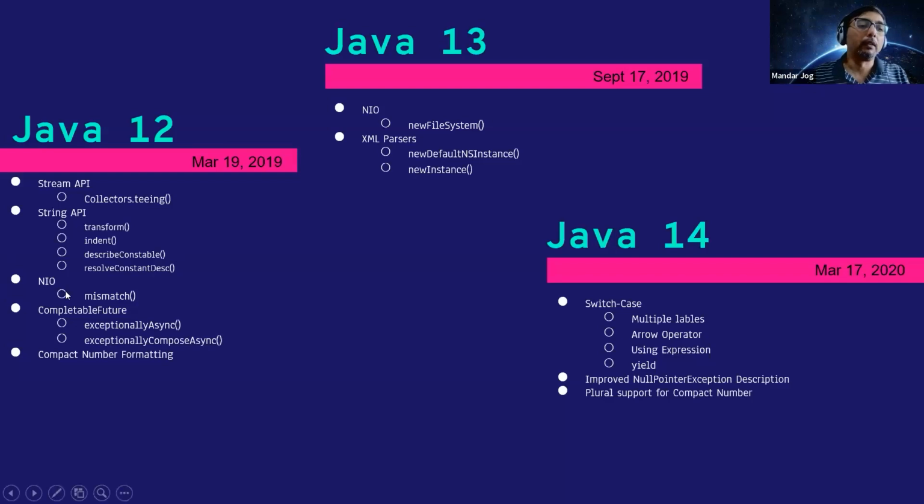So in the NIO package, there is a mismatch method which is given now, where you can find the differences between your files by using the object of Files, and you can use the Path object and all that, and you can find the mismatch between the files. Another very important thing which is available in Java 12 is CompletableFuture.